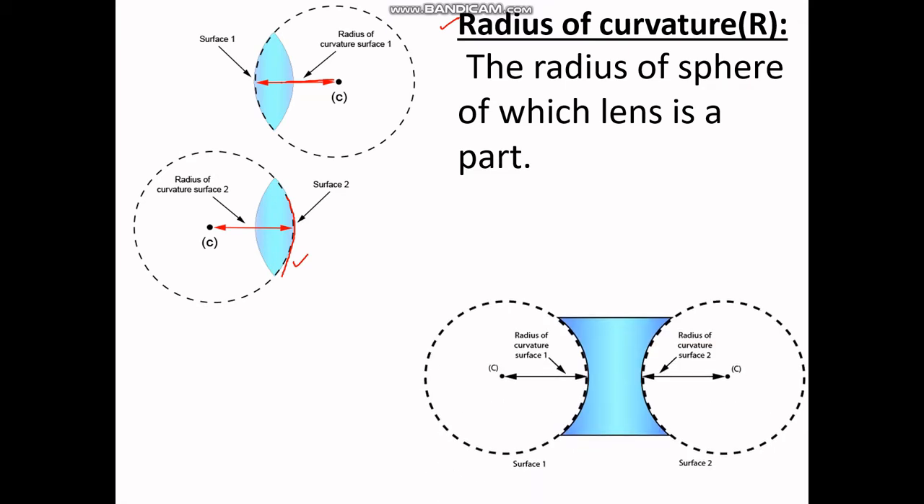And here you can see the radius of curvature of a concave lens. So one part of the concave lens is on this side, the other on this side. So it is very nicely shown in a single diagram. So here you can represent one as C1 and the other will be C2. So this is the radius of curvature. This is another radius of curvature.